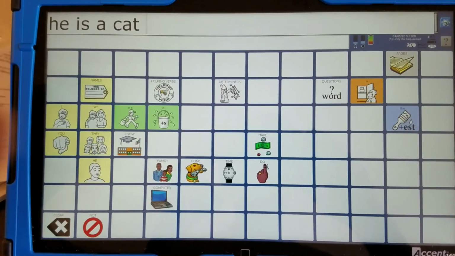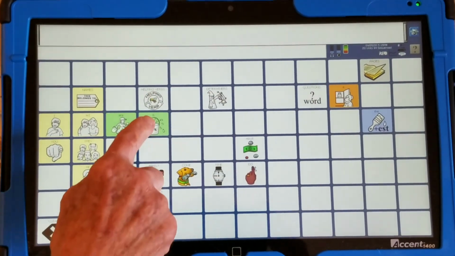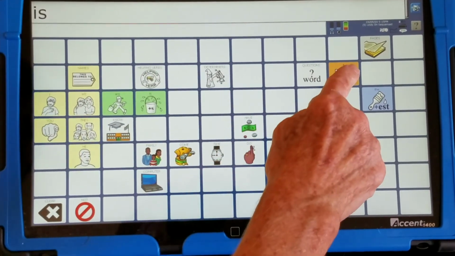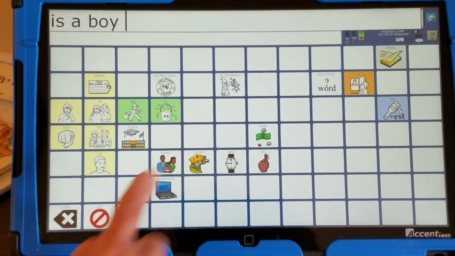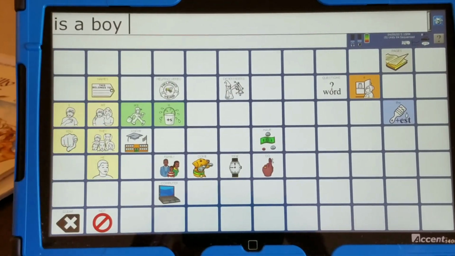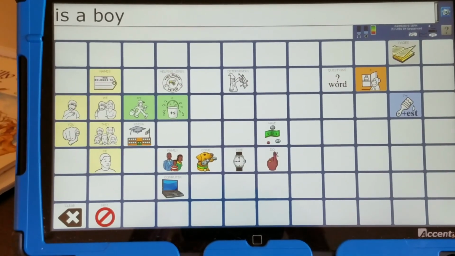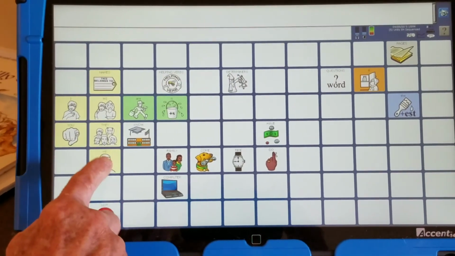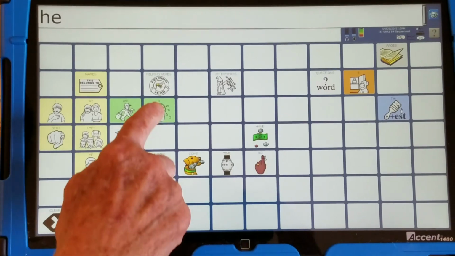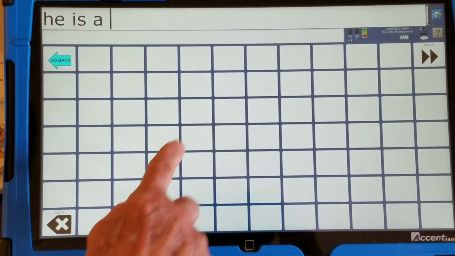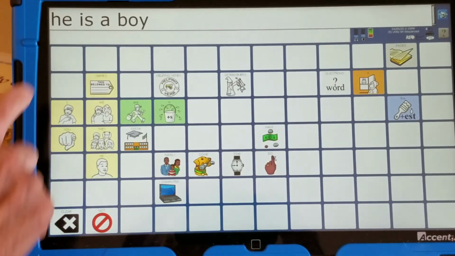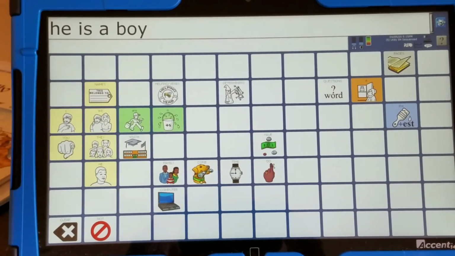He is a cat. Randy is a boy. Boy. Randy is a boy. He is a boy.